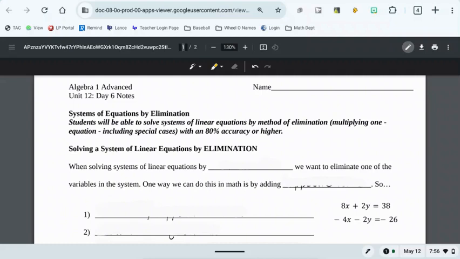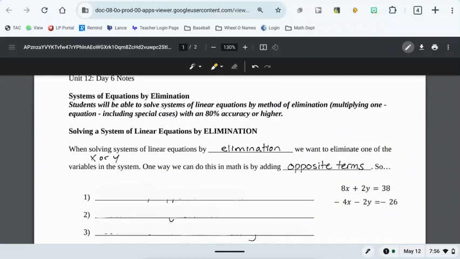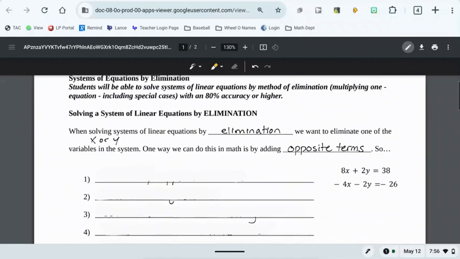Let's get started. When solving systems of linear equations by, you guessed it, elimination, we want to eliminate one of the variables in the system. So you want to get rid of either the x or the y. One way we can do this in math is by adding opposite terms. Opposite terms meaning if we're adding 1 and -1, or 7 and -7, that cancels out, we get 0.